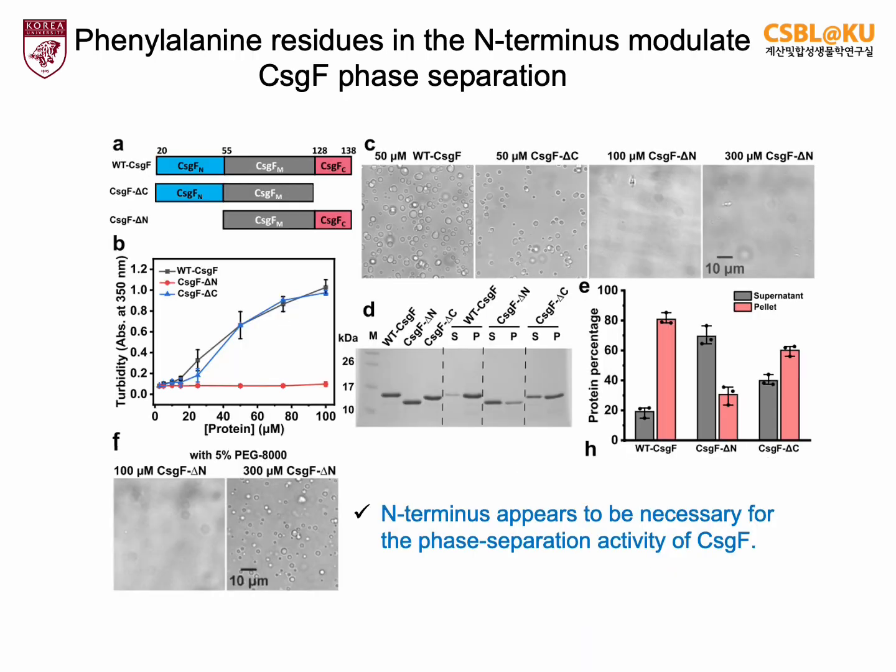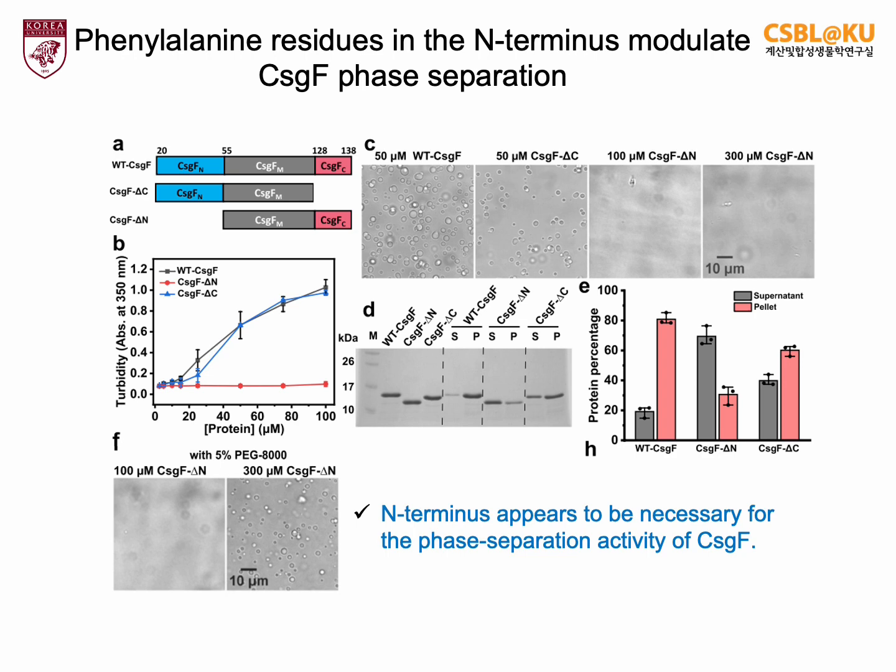Since NMR has shown that both the N-terminus and C-terminus are unstructured, they made N- and C-terminal truncation mutants of CsgF to determine if either IDR was necessary for its phase separation activity, as shown in Figure A. And as shown in Figure B, the turbidity of C-terminal truncation samples increased as the protein concentration increased, similar to wild-type CsgF, and condensate formation can also be observed as shown in Figure C. However, N-terminal truncation did not show concentration-dependent turbidity changes or visible droplet formation.